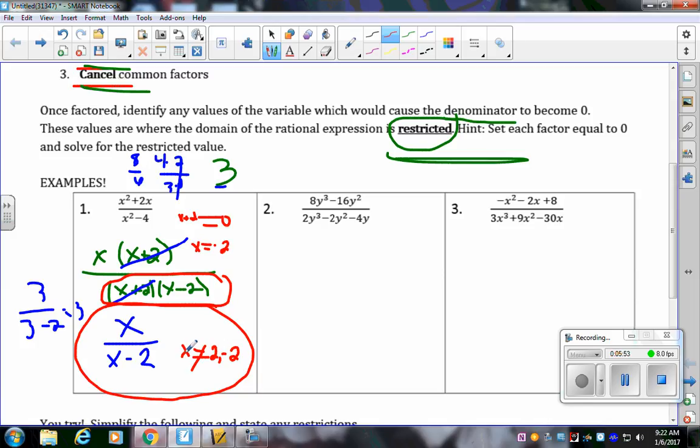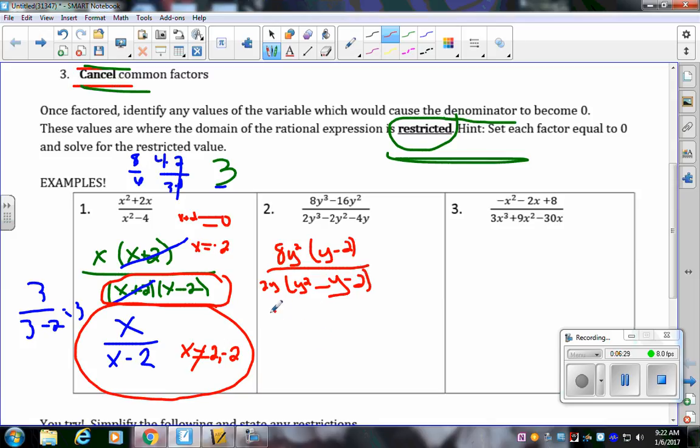All right, let's take a look at number 2. Factor, factor, cancel. All right, so in my numerator, I can factor out a GCF of 8y squared, which leaves me with y minus 2. All right, my denominator, I can pull out a 2y, which leaves me with y squared minus y minus 2. Can that be factored farther? Yes, it can. Two numbers that multiply to -2 and add up to -1 will be -2 and +1.